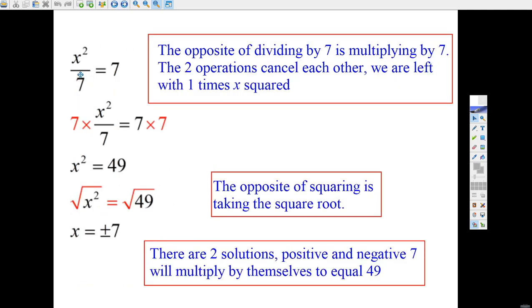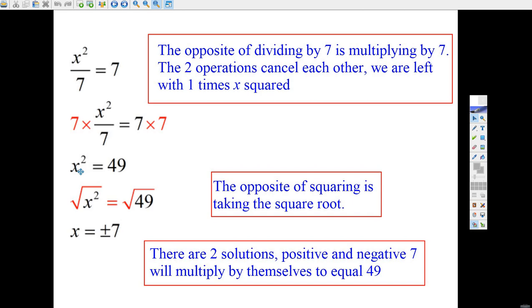Let's take a look at this question. Well, it says x to the second power, x squared, is divided by 7 equals 7. Well, the opposite of dividing by 7 is to multiply by 7. So we do that to both sides. But multiplying by 7 and dividing by 7, they cancel right there, those operations. And 7 times 7 is 49. Now we've got x squared by itself.